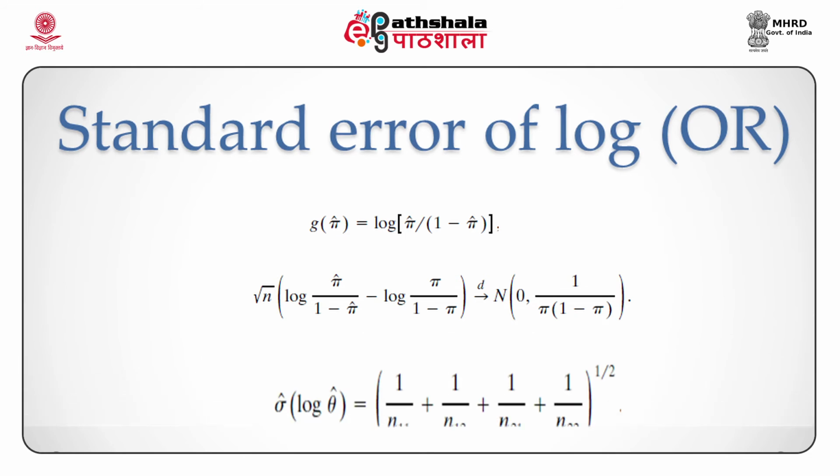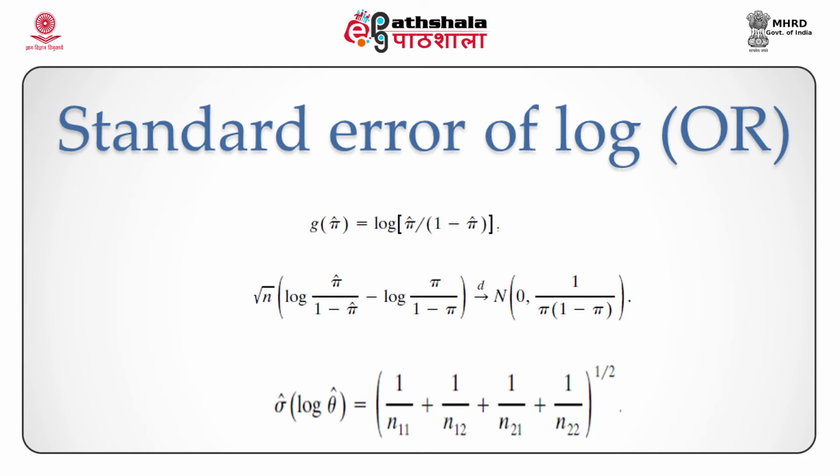Actually, we can see that if we take the log of the odds ratio, then it reduces to a linear combination of proportions, and it is easier to calculate the standard error. So if g(pi hat) is log of pi hat over 1 minus pi hat, then root n (log of pi hat over 1 minus pi hat minus log of pi over 1 minus pi) will tend in distribution to normal(0, 1 over pi into 1 minus pi).